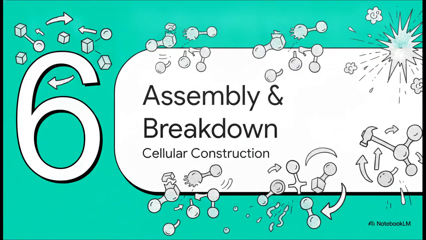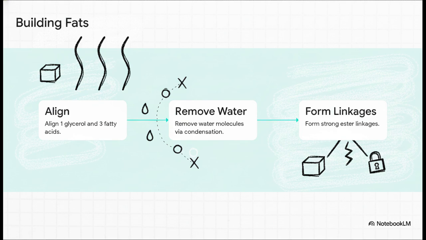All right, final stop, Section 6, Assembly and Breakdown. Let's watch the actual cellular construction crew at work. Building a triglyceride is a highly sequential, incredibly mechanical process known as a condensation reaction, or esterification. Step 1. The cell lines up one glycerol with 3 individual fatty acids. Step 2. A water molecule is physically squeezed out and removed.